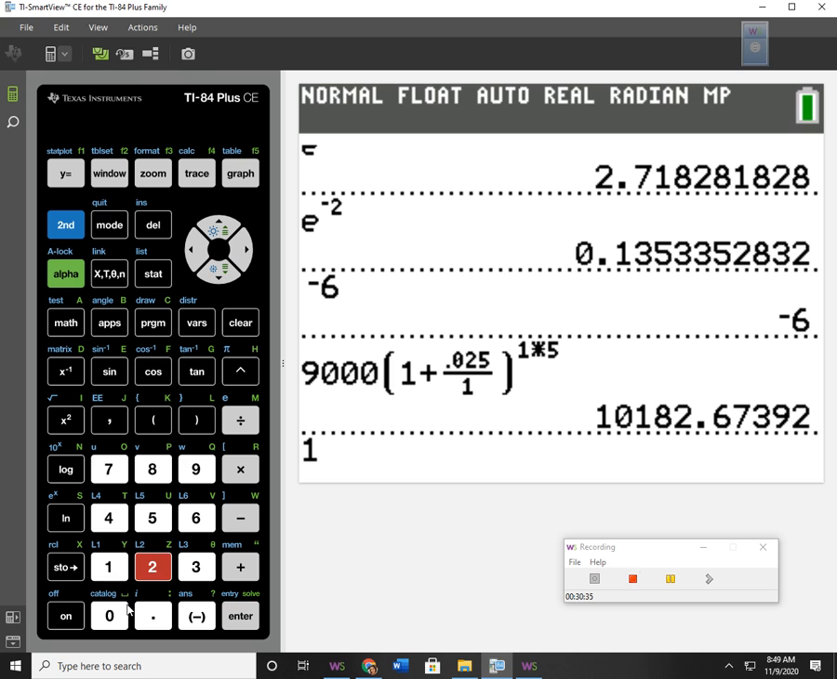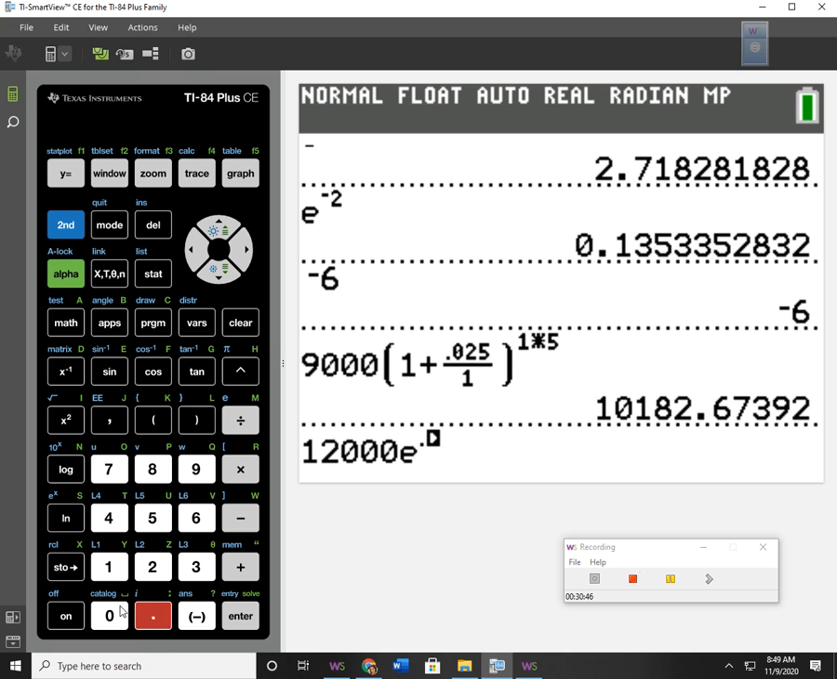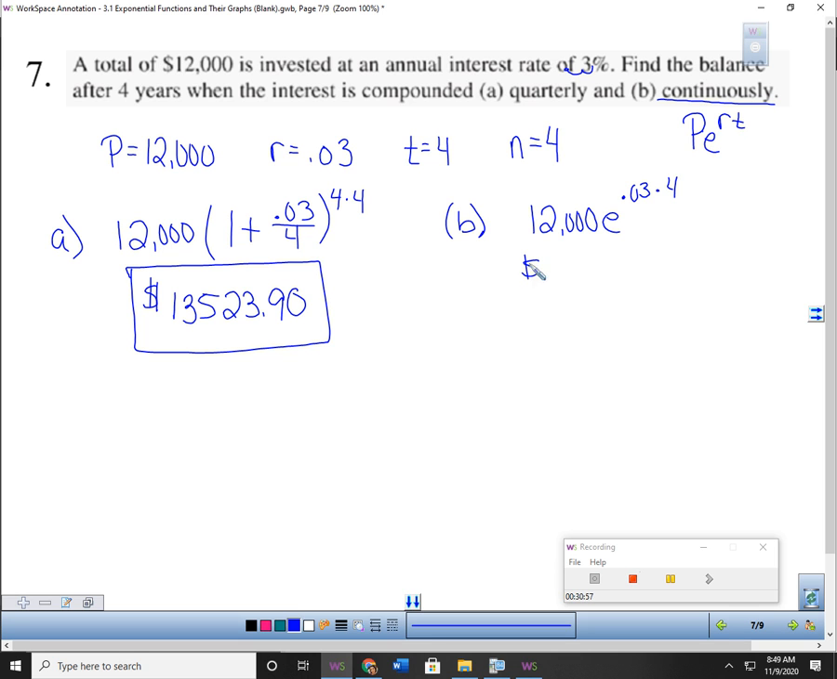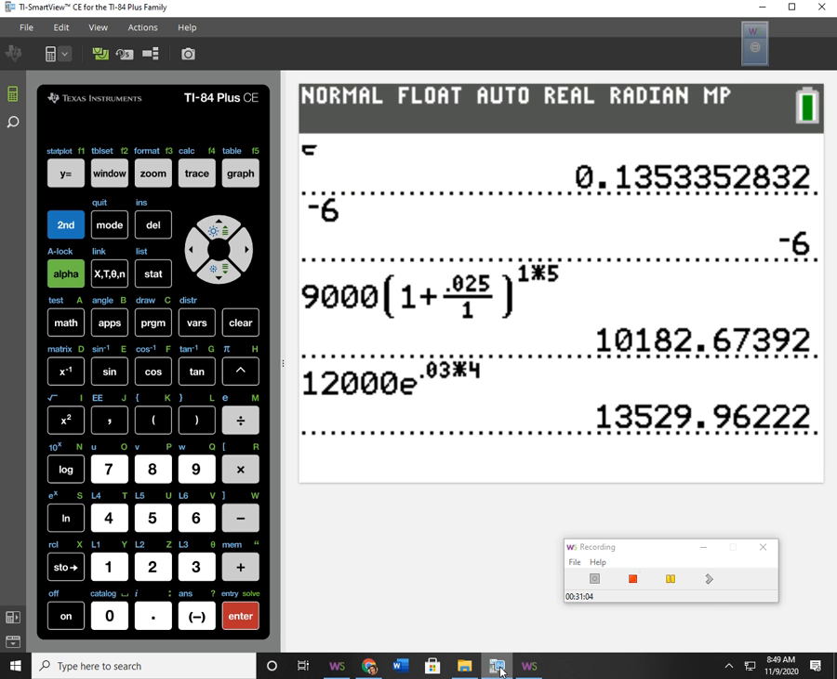So we have 12,000, and then I'm going to get the E that has the exponent, which is second natural log, and then 0.03 times 4. And we get 13,529.96. 13,000, what did I say? 529.96.